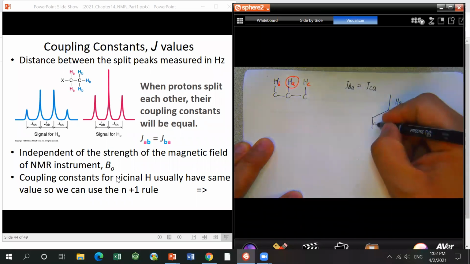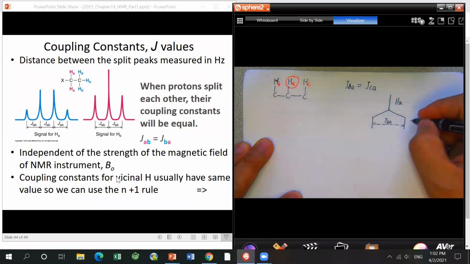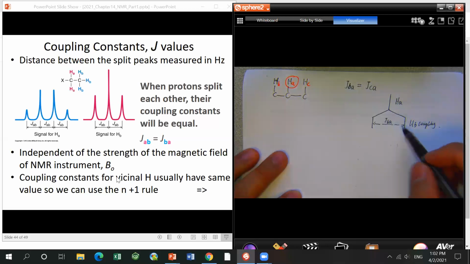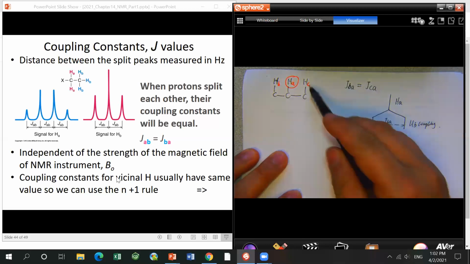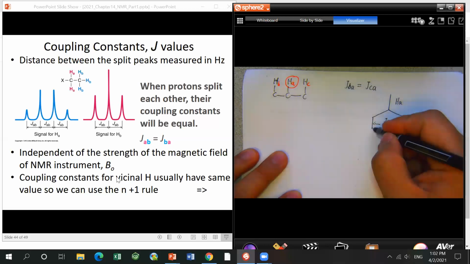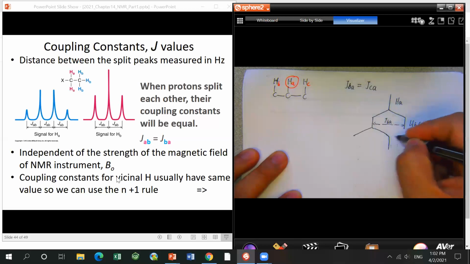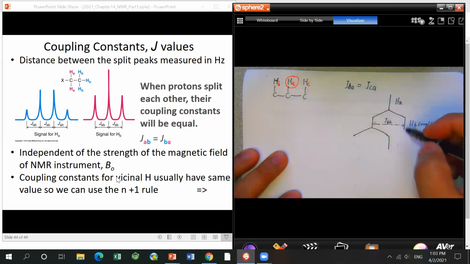This distance we call J_BA, that is the HB coupling. Then these two signals continue to couple with HC and split again. Because HC is only one proton, each becomes two again. Because J_BA equals J_CA, one of the signals actually overlaps.